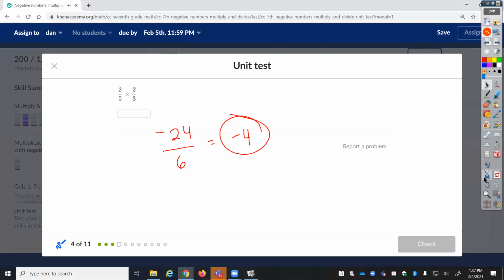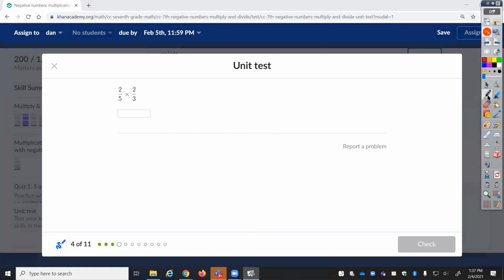All right, so we have this one over here now. We have a fraction being multiplied by a fraction. So we have 2 over 5 times 2 over 3. Now, this is important since we cannot simplify by going diagonal. All we really have to do, guys, is just multiply straight across.